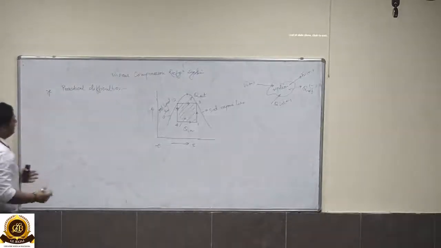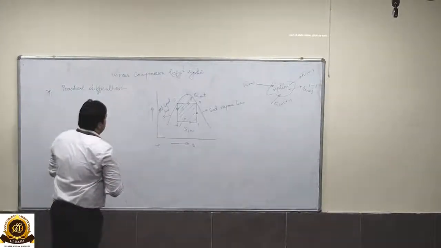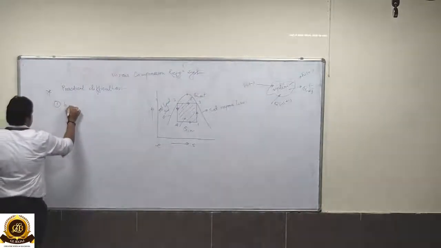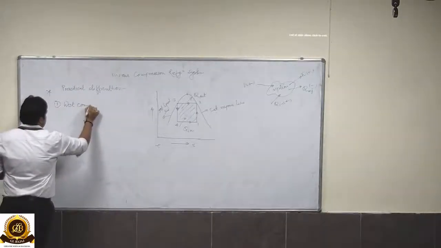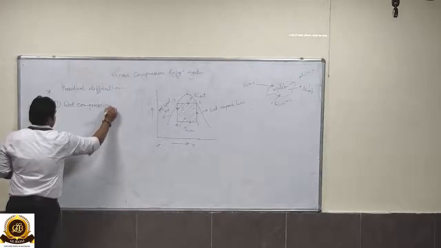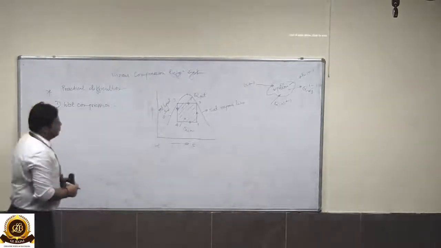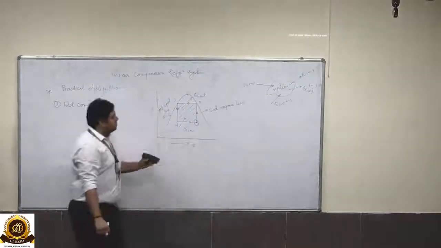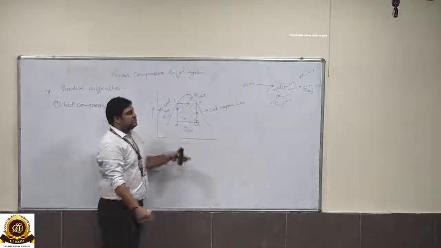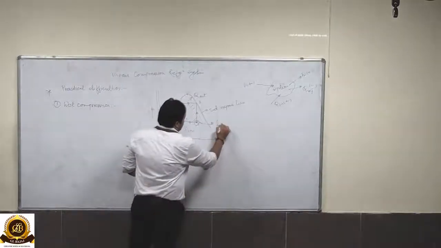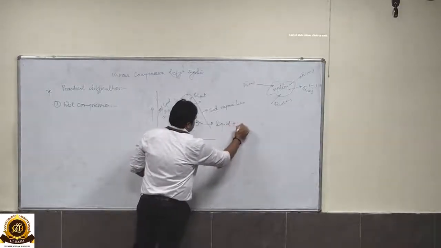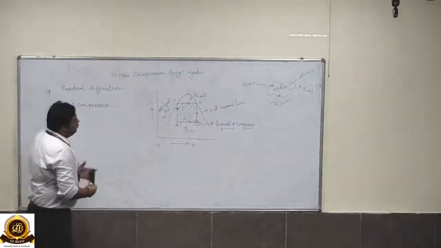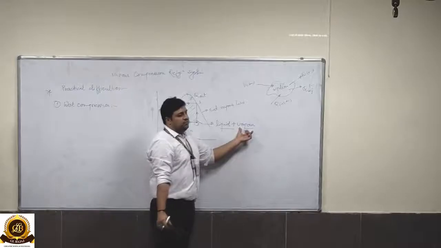What are the practical difficulties while adopting this reverse Carnot cycle for a refrigeration purpose? The first one is the wet compression. The first problem is that wet compression process. Here we can see the point 1, which is the inlet to the compressor, is always in the two-phase region. It means it consists of the liquid plus vapor. Since it is in the two-phase region, it has liquid as well as vapor particles.